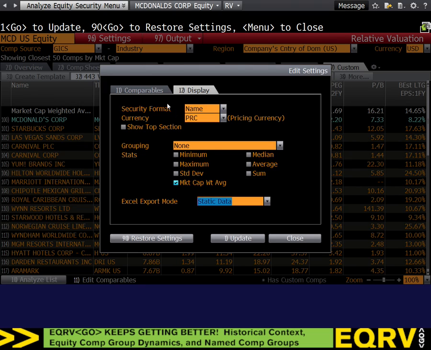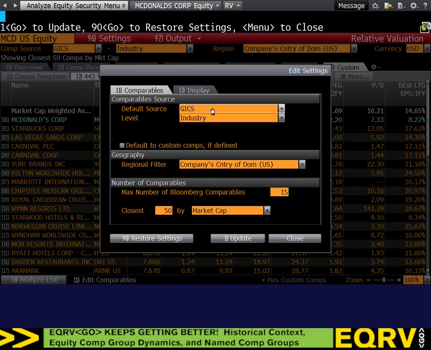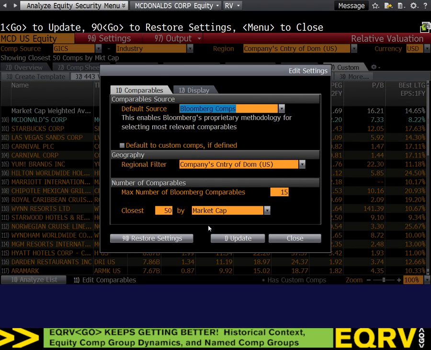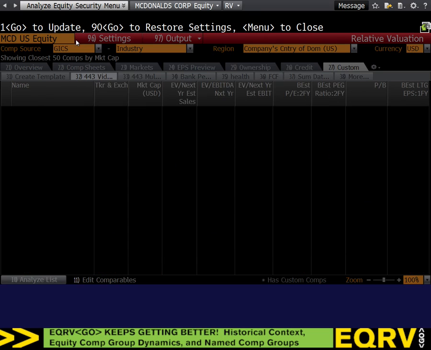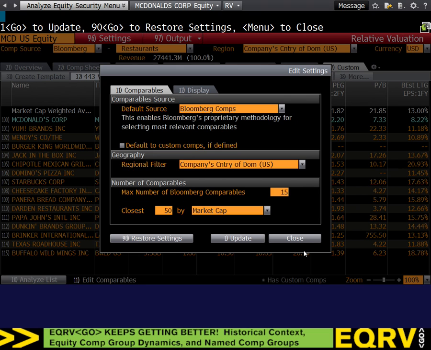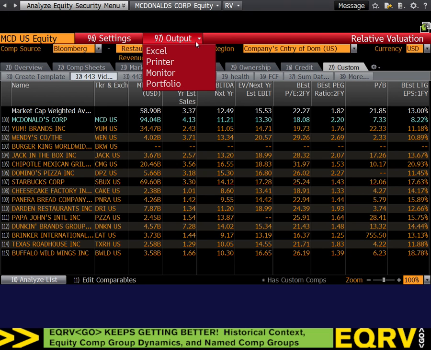Okay? And again, if you want to have it always go to Bloomberg comps, just change your default source to Bloomberg comps and then hit update. So you don't have to worry about changing from GICS to Bloomberg. Settings. So when you're on the RV screen, click on settings, so that when you dump it to Excel, output Excel, it'll follow whatever settings you have there when it gives it to Excel. And it'll display format that.